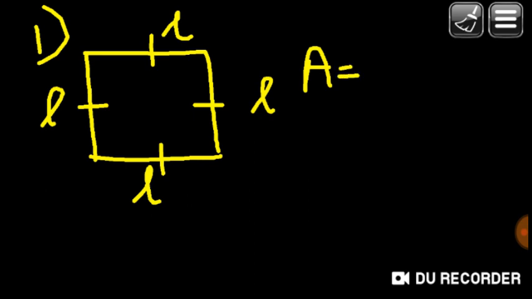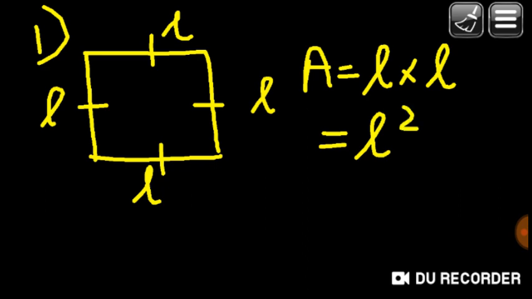So we know, all of us, that all the sides of the square are equal. As a result, we can write, if one side is L, the rest of all sides will be L, and the area of the square is written as L times L. So it's the same length, so we can write it as L squared.